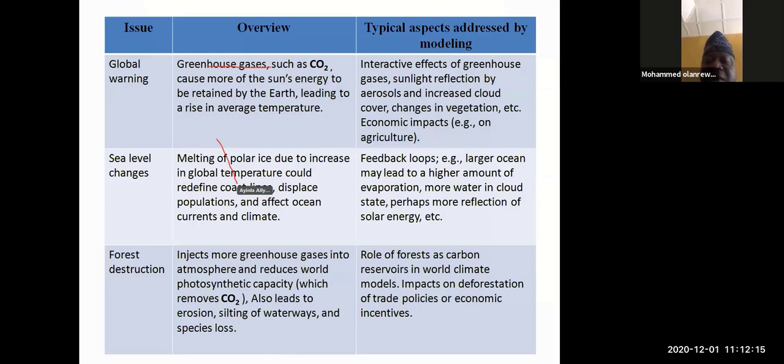Feedback loops. Large ocean may lead to a higher amount of evaporation, more water in cloud state, perhaps more reflection of solar energy. Yes, this I need to equally expatiate.